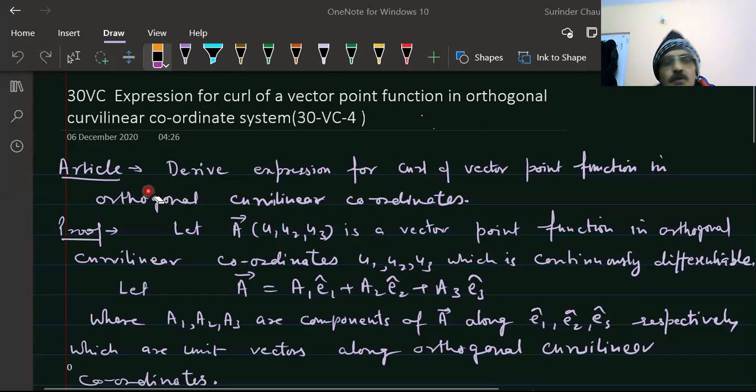Hello students, in this lecture we'll derive the expression for the curl of a vector point function in orthogonal curvilinear coordinates. So let's derive this expression. Let A be a vector point function in orthogonal curvilinear coordinates u1, u2, u3, which are continuously differentiable.